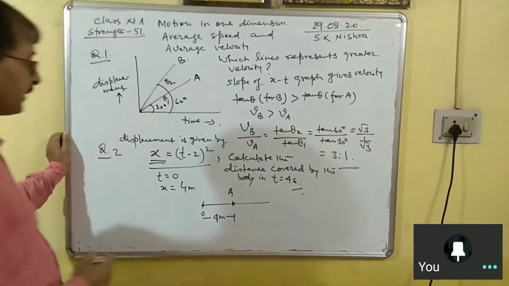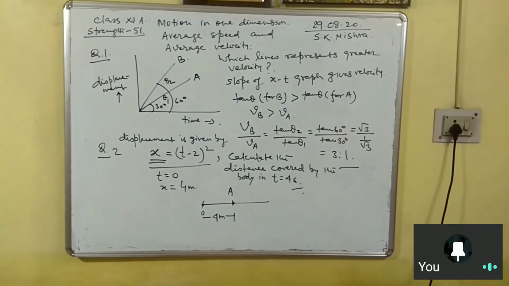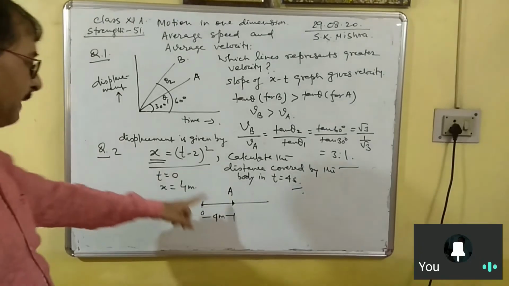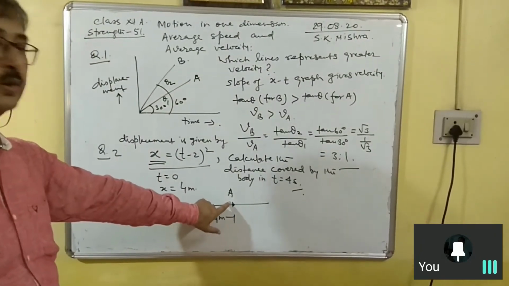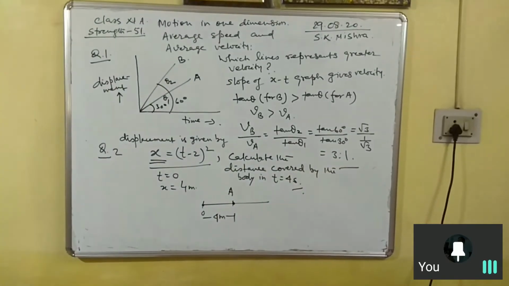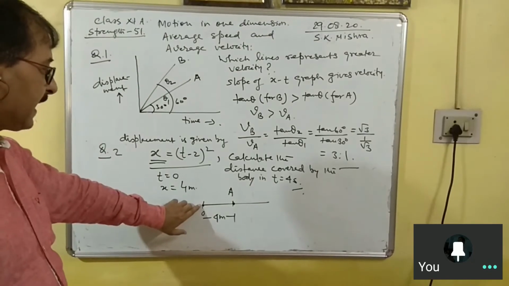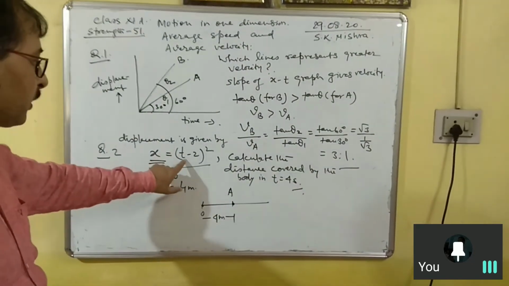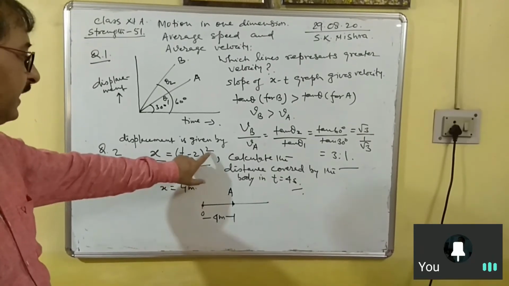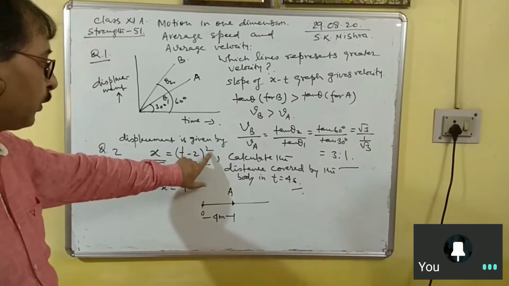So at t is equal to 0, the particle is at 4 meter, starting from here. And then at t is equal to 2, the particle will be at the origin. And if you put t is equal to 4, then what will happen? (4 minus 2) square, that is 2 square, 4, again 4 meter.